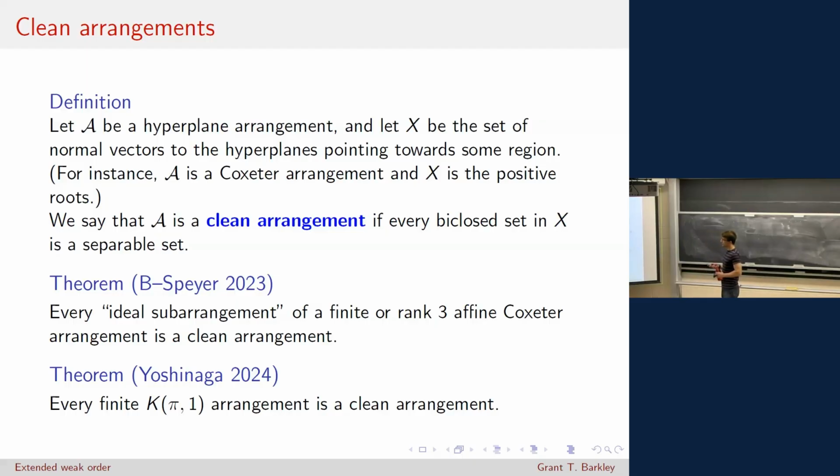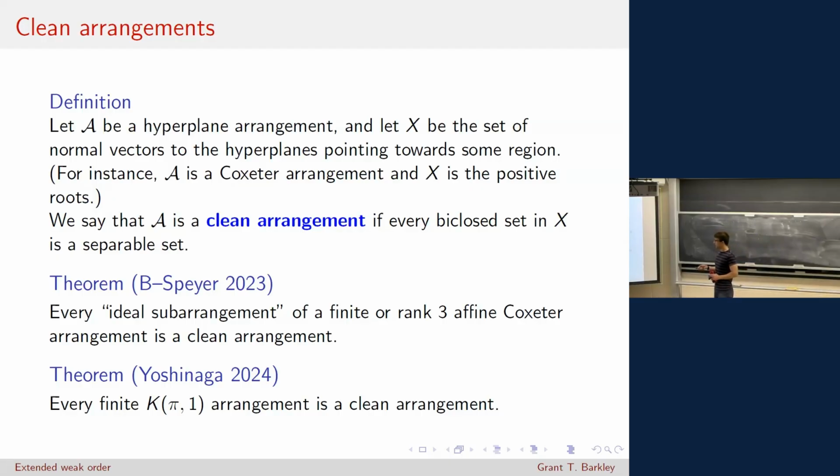The way that we proved this was using something called clean hyperplane arrangements. If I have a hyperplane arrangement and some set of normal vectors to the hyperplanes, so I could take my Coxeter arrangement and the positive roots, then I say that the arrangement is a clean arrangement if every biclosed set in that set of normal vectors is a separable set. So clean means that every biclosed set is separable. It's always true that every separable set is biclosed, so this is just saying that those two sets are actually equal.